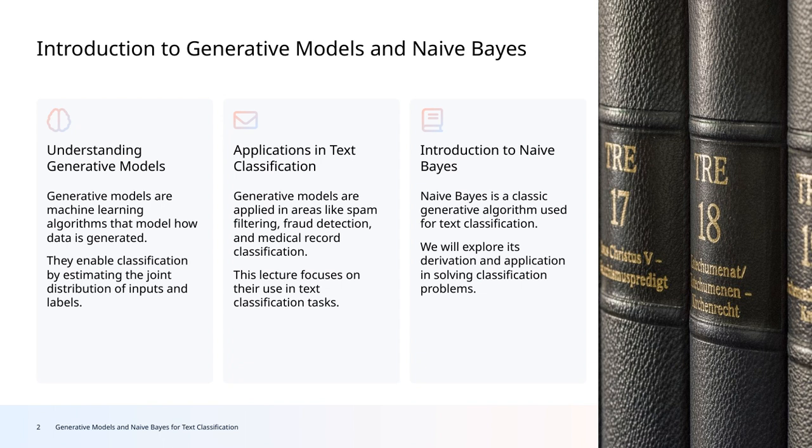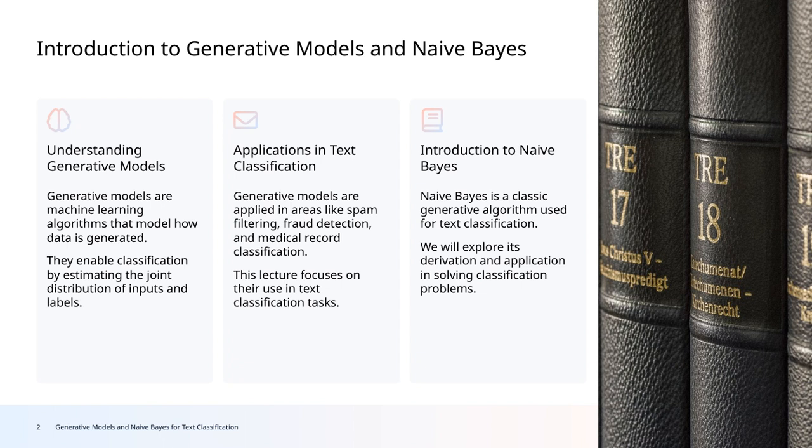Generative models, in general, are powerful because they can be applied in various areas such as spam filtering, fraud detection, and even medical record classification. For this lecture, though, our focus is on their application in text classification tasks, which is a common and important use case. So, what exactly are generative models?